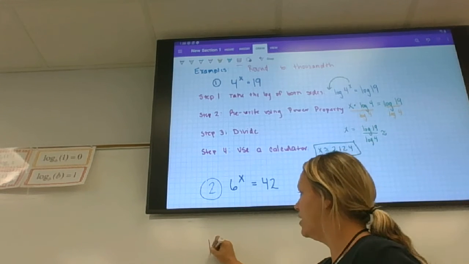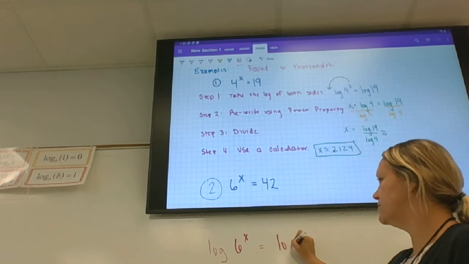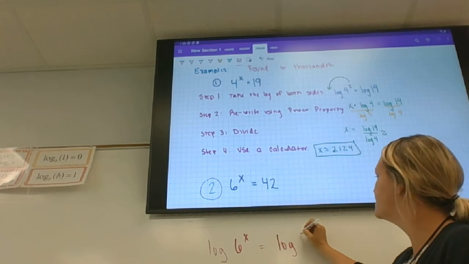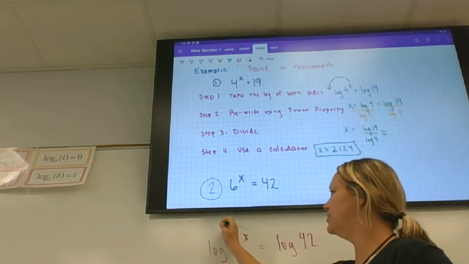You have to know to write log on both sides. Wait, are we allowed to round up or no? Round to whatever you're supposed to, for the 10,000th. We divide the logs and break it down. So you write log on both sides. Put the x to the front.